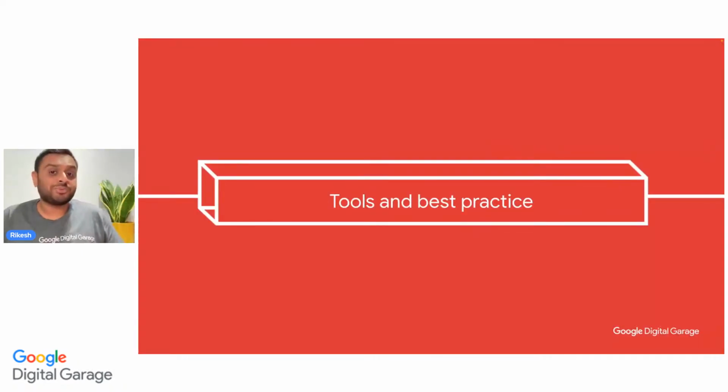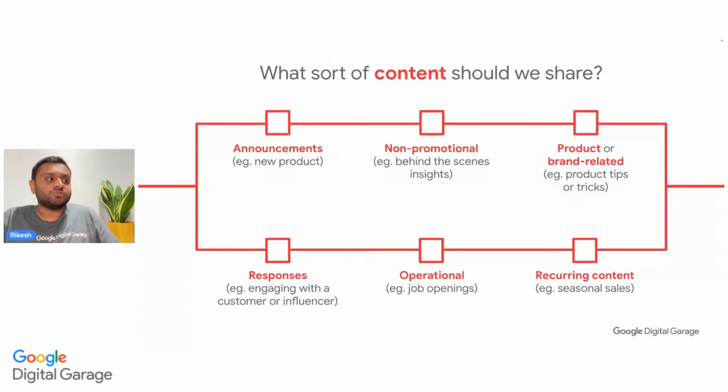Now, when it comes to best practices, we've got to talk content. So what sort of content should we be sharing? You can see just an example of some types of content that you can share. So announcement, non-promotional, product or brand related, tips and tricks, job openings, things like the operational side of content as well.